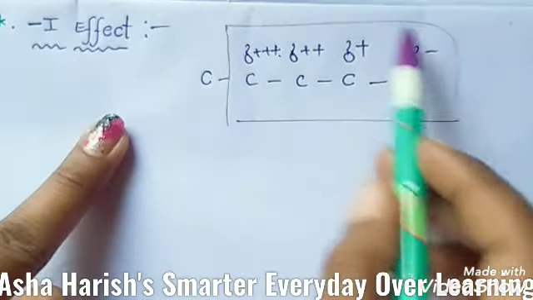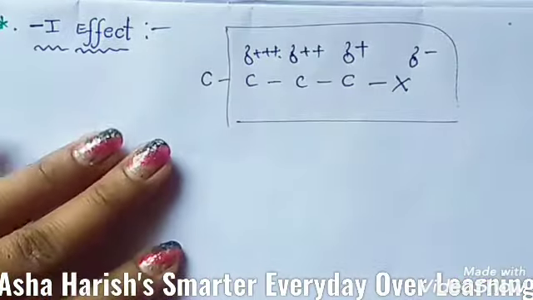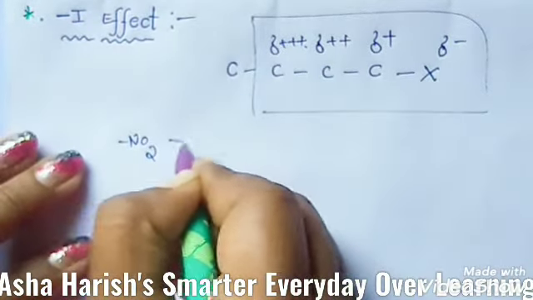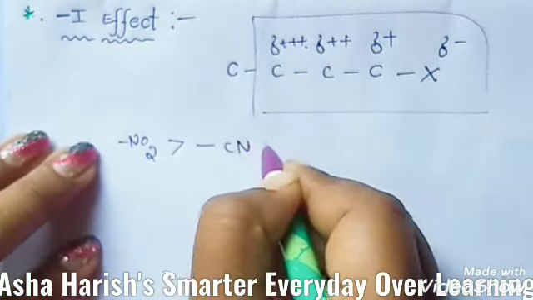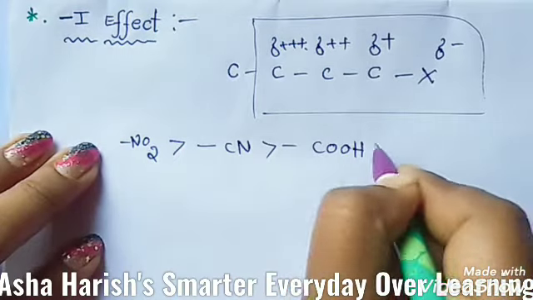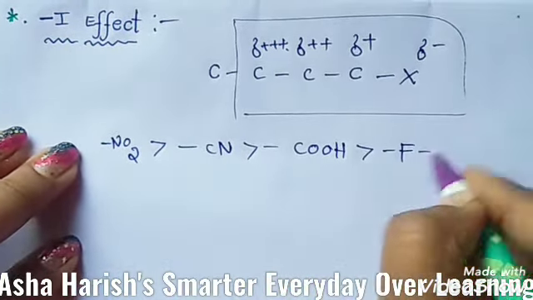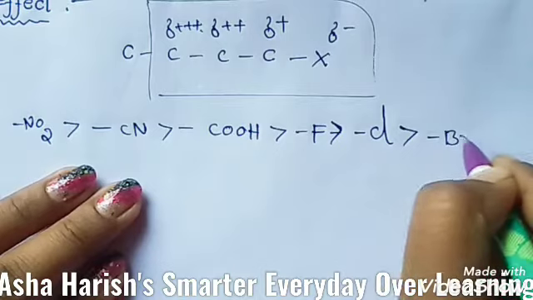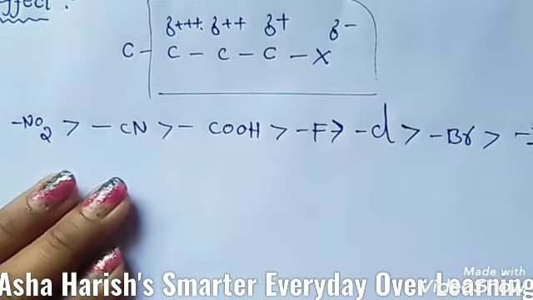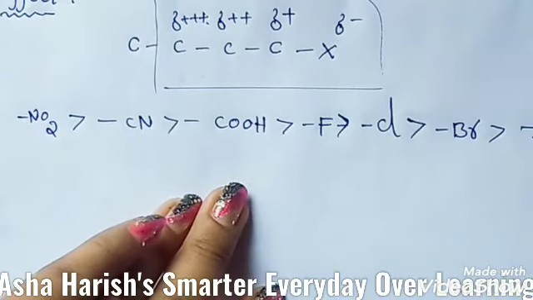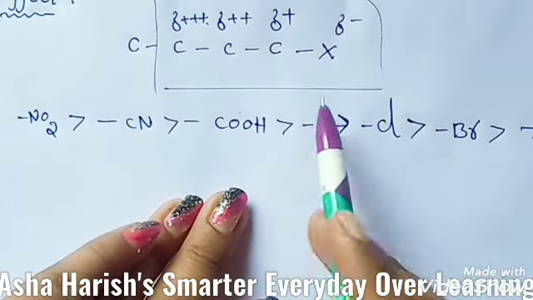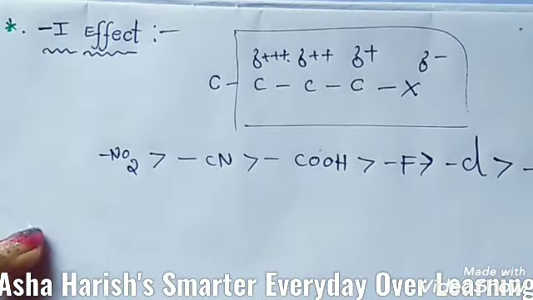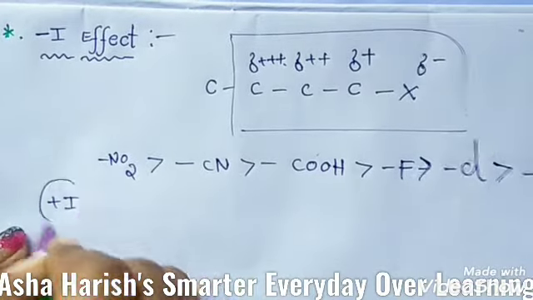And the minus I effect of some of the atoms and groups in decreasing order: nitro group is greater than cyanide, CN group, carboxylic acid group, then the halogens fluorine, chlorine, bromine and iodine. Okay, this is the decreasing order of the minus I effect of some of the atoms and groups. This is about the minus I effect.